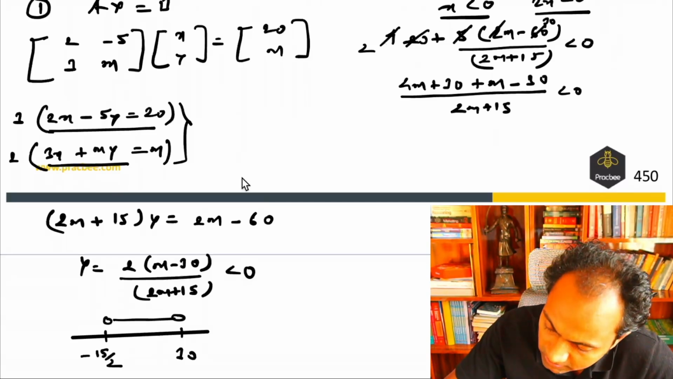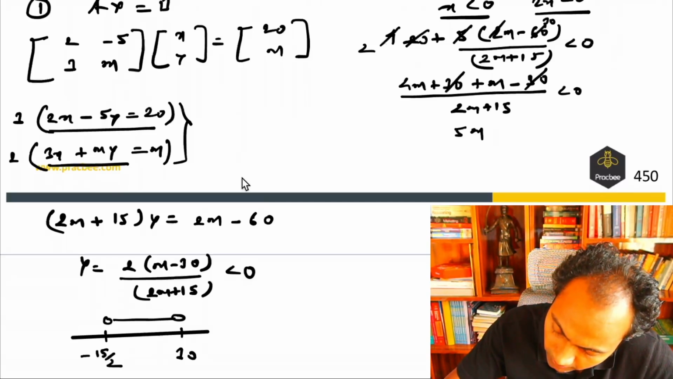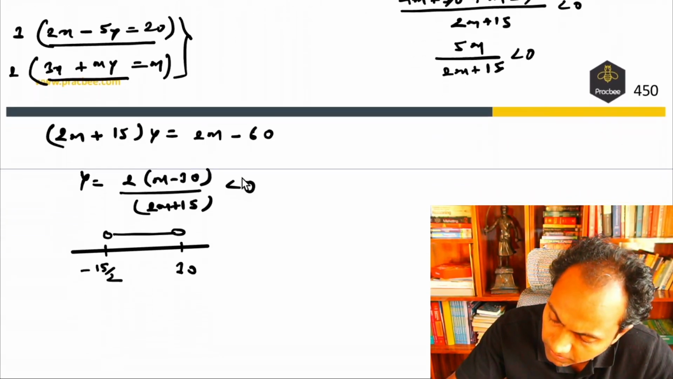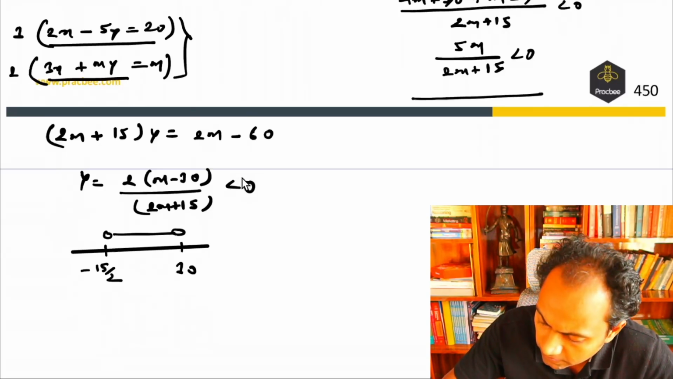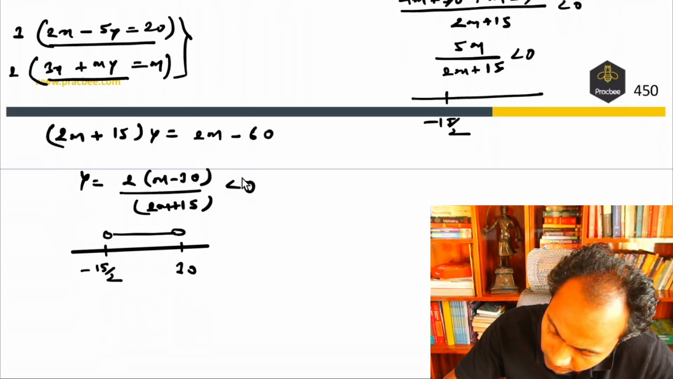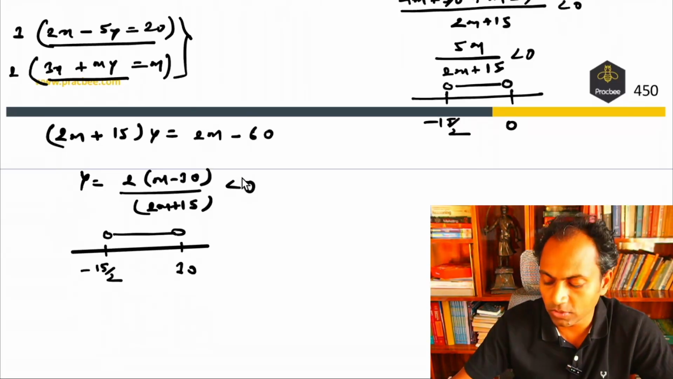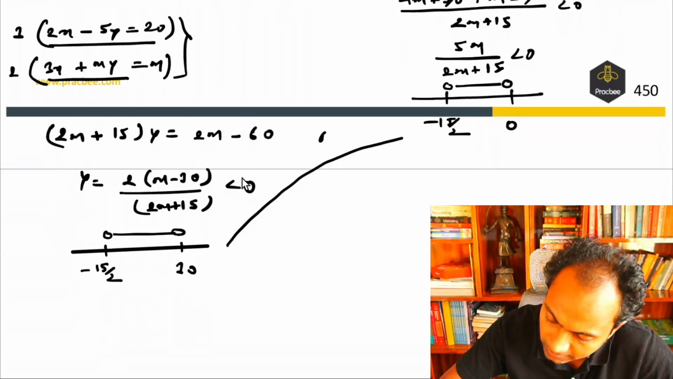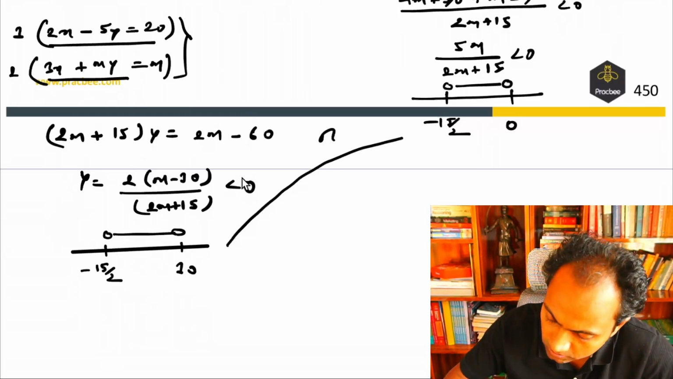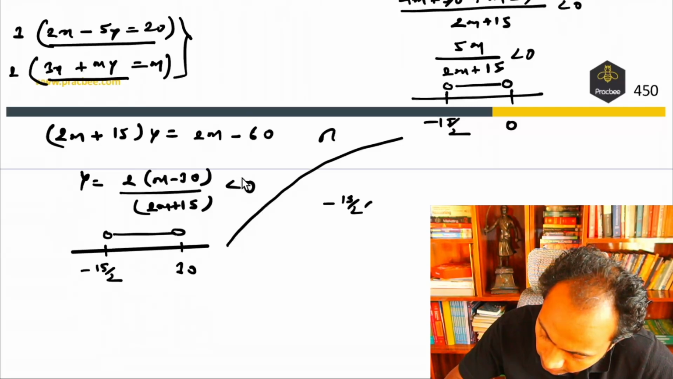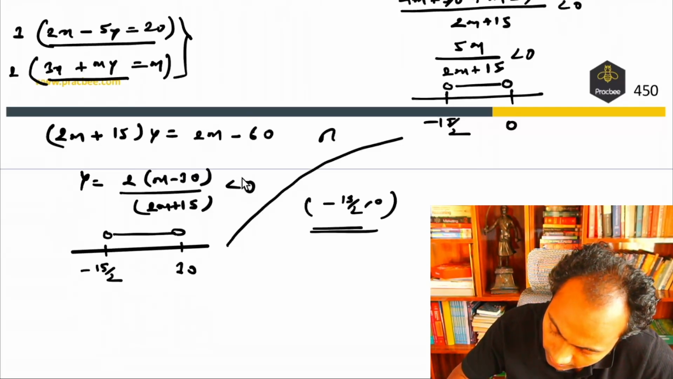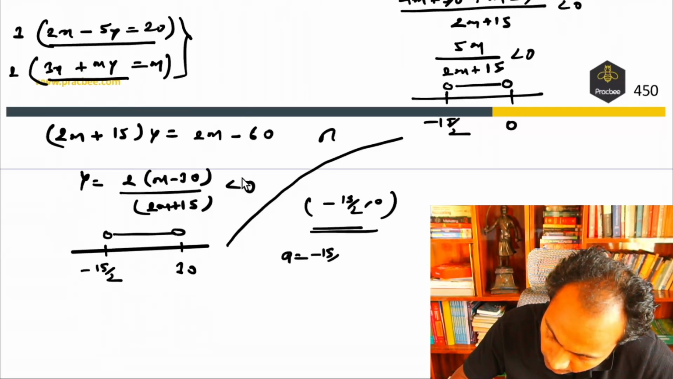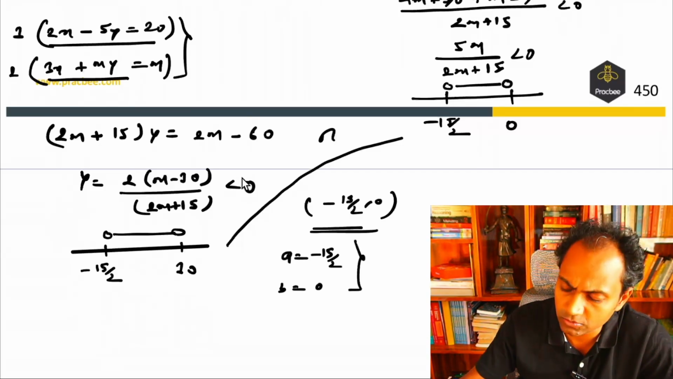Once we have this, you can see that 30 will get cancelled out. You have 5m by 2m plus 15 is smaller than 0. And if I simplify this, the answer of this will lie between minus 15 by 2, 0. Now we want both the values to be true. So we will have to take intersection of both of these. So answer comes out to be minus 15 by 2, 0. So value of A comes out to be minus 15 by 2 and value of B comes out to be 0. We have got the values of A and B.